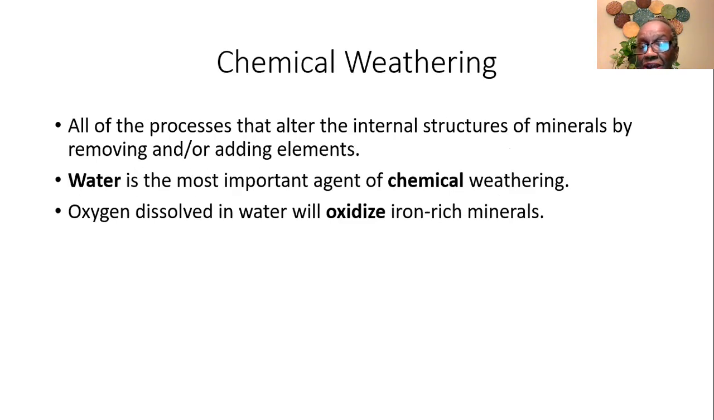Now, any process that changes or alters the internal structure of the mineral by removing or adding other elements is chemical weathering. The most important agent of chemical weathering is water. And we know that oxygen dissolved in water will oxidize iron-rich minerals. When we use the term oxidize, that should remind us of oxidation. And oxidation, we know, can produce rust or iron oxide.